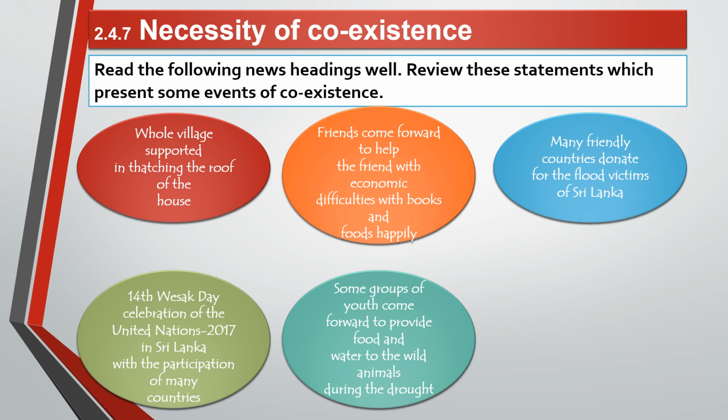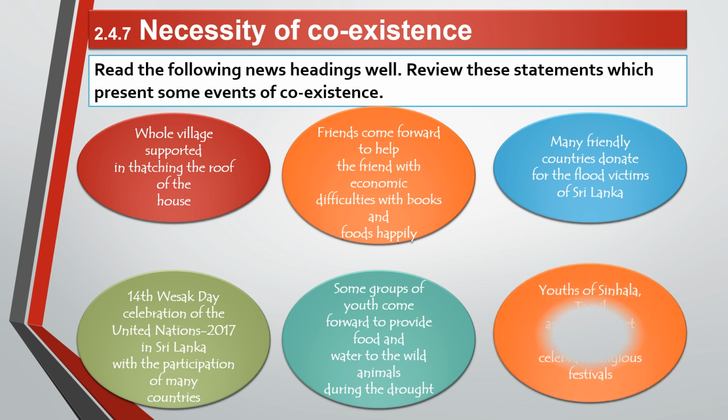So some groups of youth come forward to provide food and water to the wild animals during the drought. So some youth in the village, they come forward and they supplied water and food to the animals. And the next heading, which is youth of Sinhala, Tamil and Muslim get together to celebrate religious festivals. And here, irrespective of their ethnicity, religion, they come together and they celebrate the religious festivals.